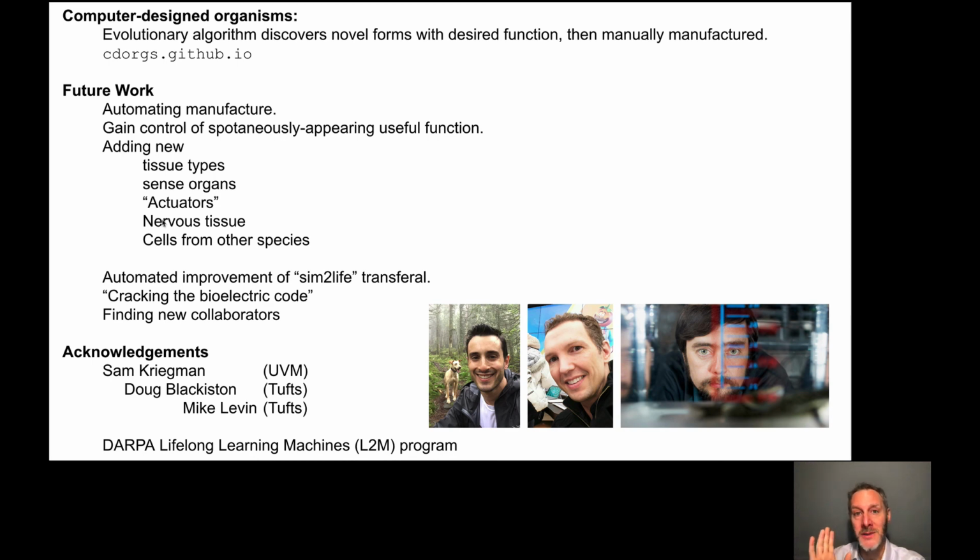The Xenobots that you just saw have no brains. They're kind of the ultimate example of embodied cognition. They're all body and no brain, but they still do useful things. But we could, of course, incorporate nervous tissue, cells from other species. We'd like to automate sim to real.